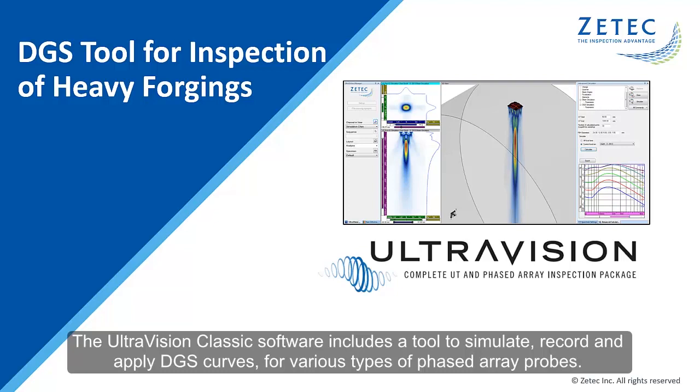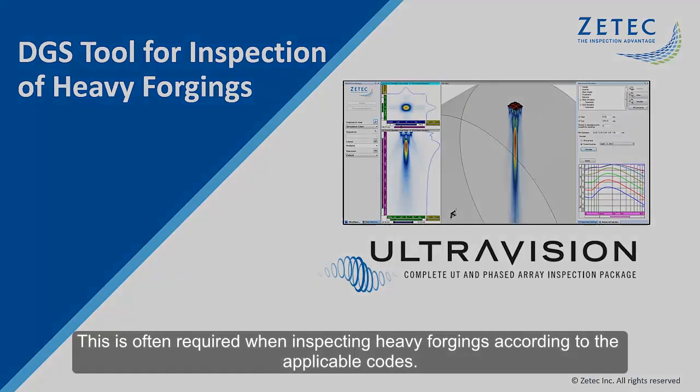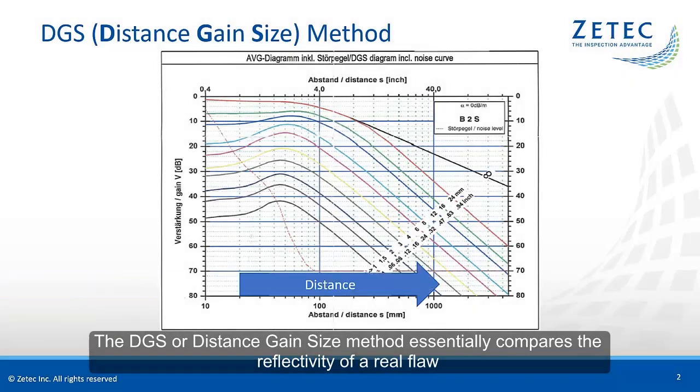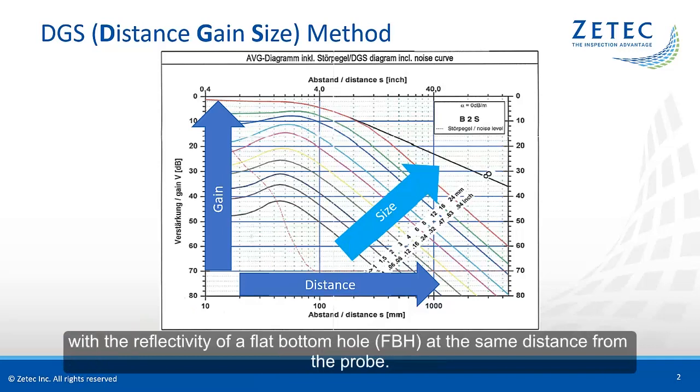The UltraVision Classic software includes a tool to simulate, record, and apply DGS curves for various types of phased array probes. This is often required when inspecting heavy forgings according to the applicable codes. The DGS, or distance gain size method, essentially compares the reflectivity of a real flaw with the reflectivity of a flat bottom hole at the same distance from the probe.